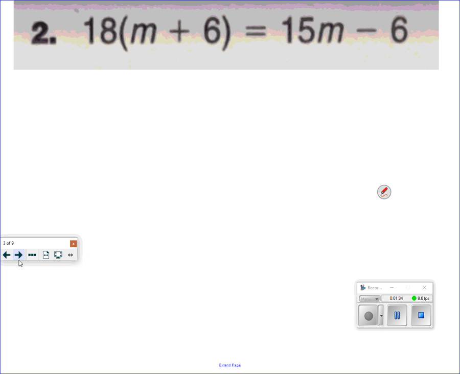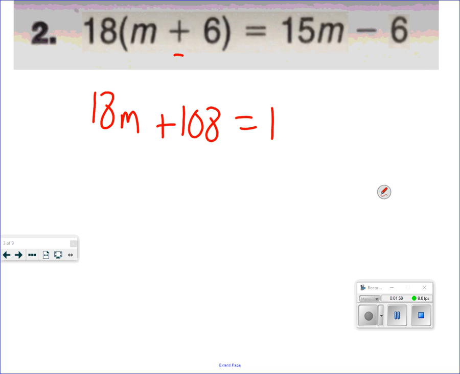I have 18, and then in parentheses I have m plus 6 equals 15m minus 6. So when I'm multiplying here, I'm going to go 18 times m, so I have 18m. And then I have to multiply 18 times 6. Use it on my calculator quick because I don't know what that is off the top of my head. 18 times 6 equals 108, so I'm going to make this a positive 108 because I have a plus sign here. Equals 15m minus 6.